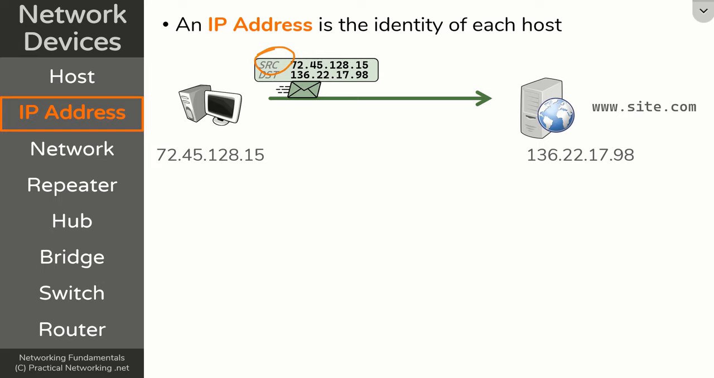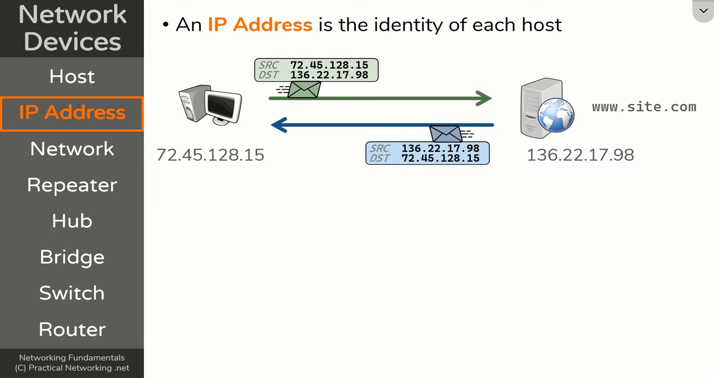The source IP address is going to be the client's IP address, and the destination IP address is going to be the server's IP address. In the same way, when the server responds by providing the web page, it's also going to stamp the source and destination IP addresses for that communication. Here, the source IP address will be the server, and then the destination IP address will be the client. Everything sent on the internet is going to have this source and destination IP address.